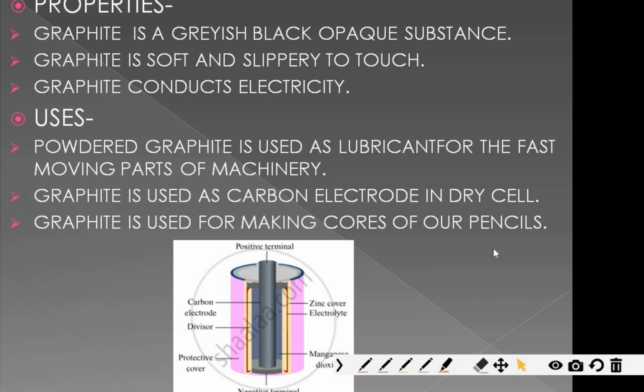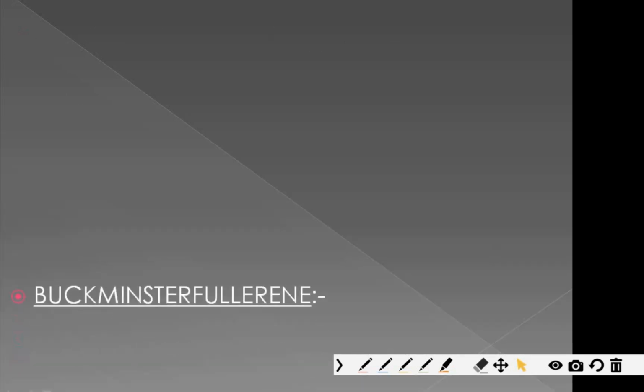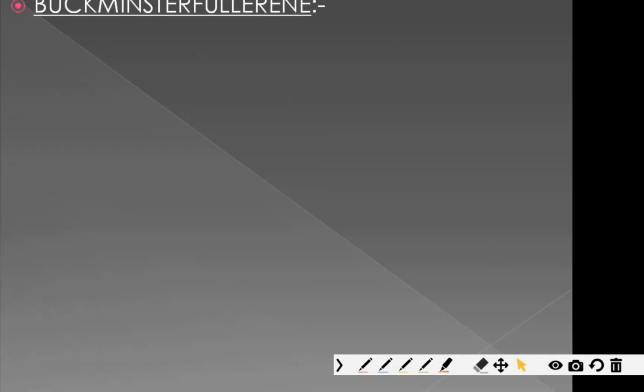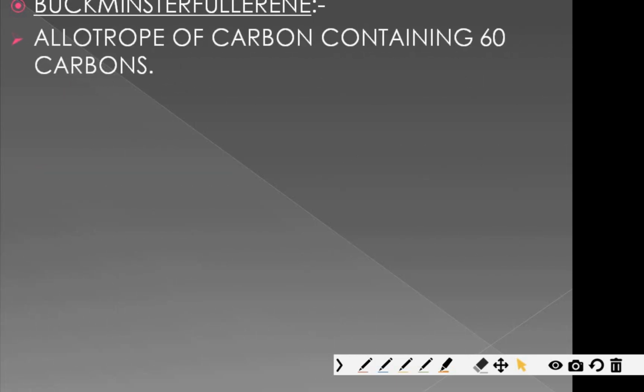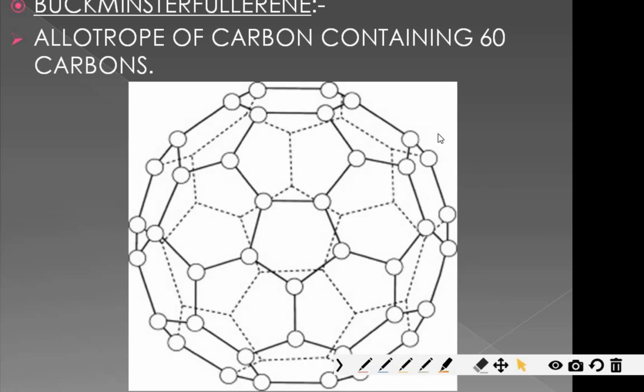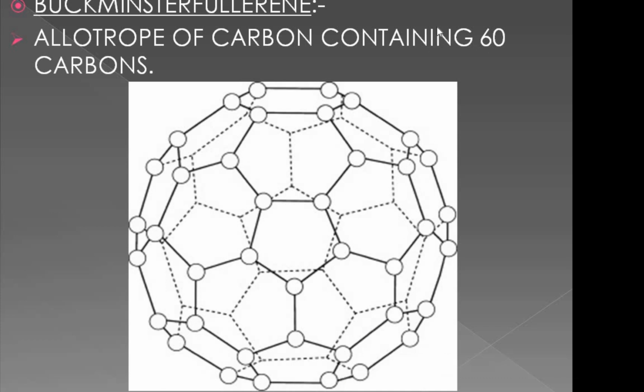Okay, now next we have Buckminster Fullerene, the third allotrope, of which you only have to remember this, nothing else is required. Okay, allotrope of carbon containing 60 carbons. It is a very big allotrope. It is blackish in color and it contains 60 carbons. Okay, 60, that's a huge number. Now let's move on.